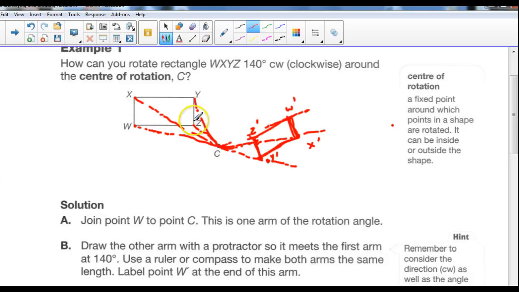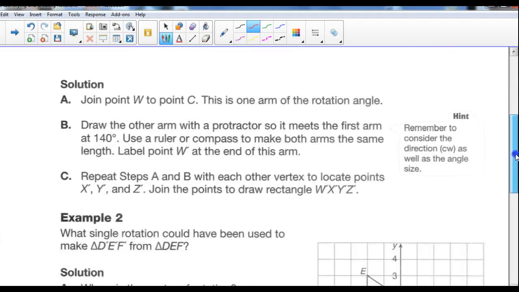Okay, so from each point you connect it to the rotation point, mark off the angle 140 degrees, measure the distance that it is away from point C, mark it on that line that you did with your protractor, and then just connect the dots. Okay, it'll look a lot nicer than mine.